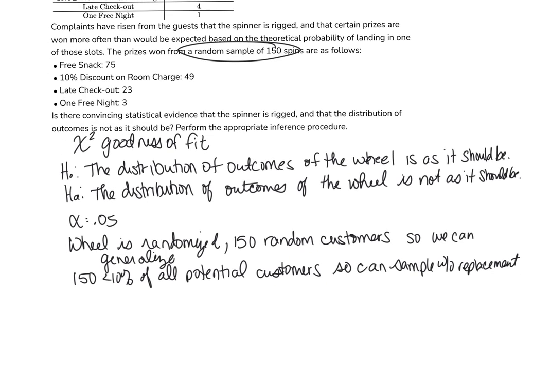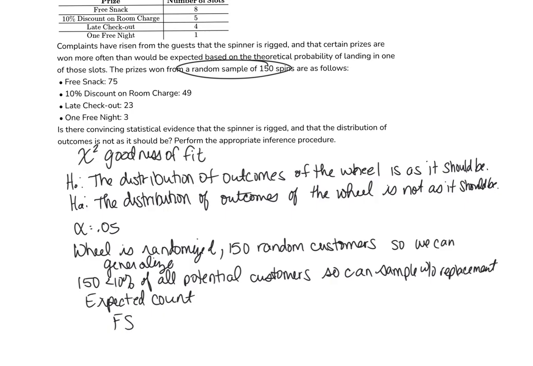And the last condition is that our expected counts are large enough. So let's calculate our expected counts. So for the free snack, it's 8 out of 18. It said there was 18 spots. So 8 divided by 18 is 44%, times 150 customers, because it's an expected count. How many would you expect? And that is 66.67. So I have to calculate the probability of each prize, and then if there's 150 spins, how many of each of those prizes we would expect.